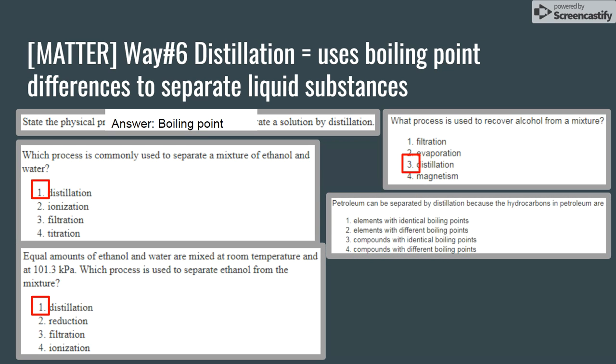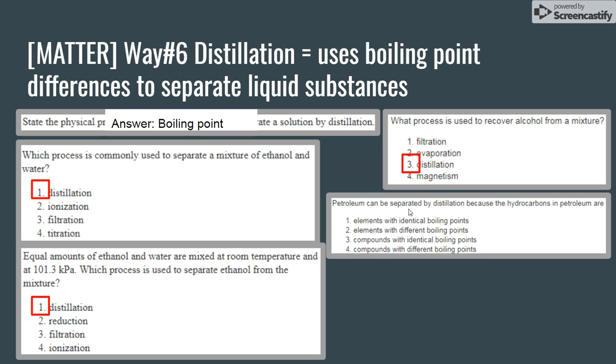Okay, look at this problem. Petroleum can be separated by distillation because the hydrocarbons in petroleum are... Okay, this problem is a little tricky, but if you think what a hydrocarbon is, a hydrocarbon consists of hydrogen and carbon bonded together. So you should be able to eliminate answer choices 1 and 2 because two or more different elements bonded together form compounds. So anything with the word element in it can be eliminated. You do know that the answer choice has to feature the word compound.